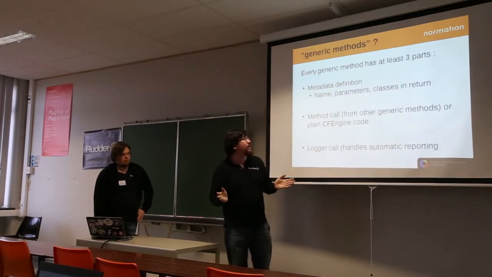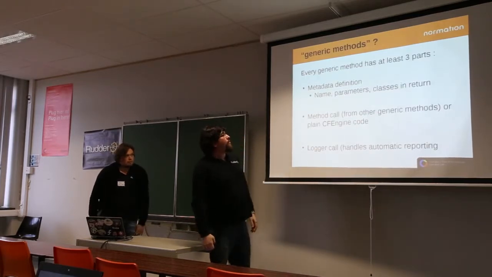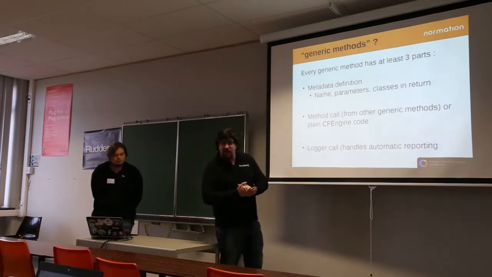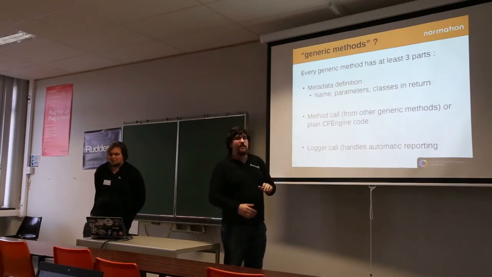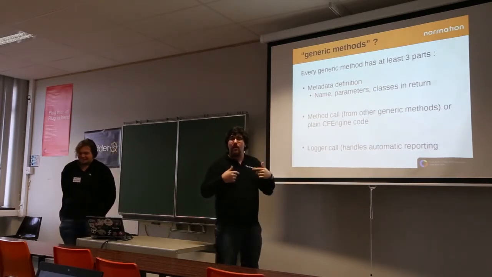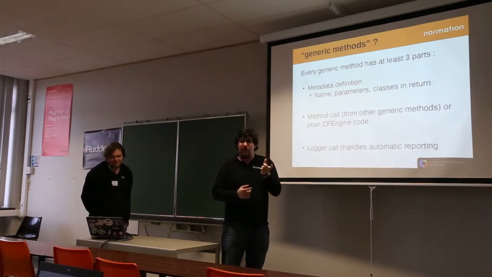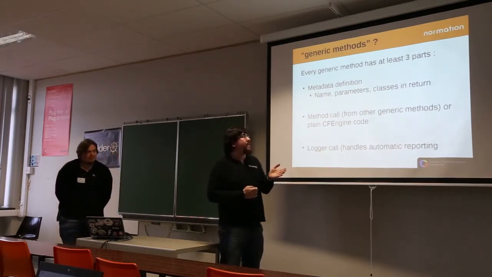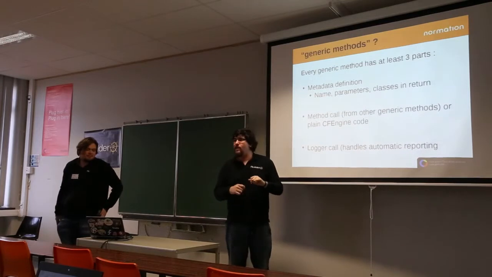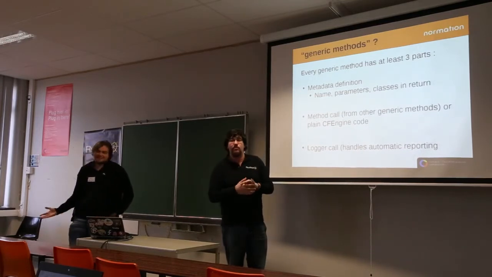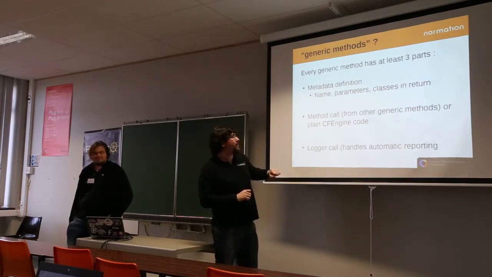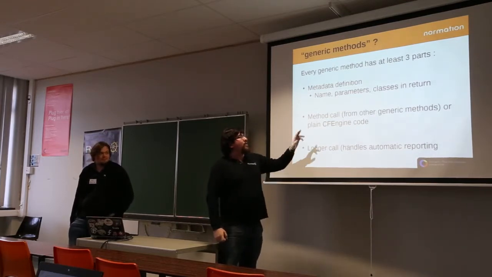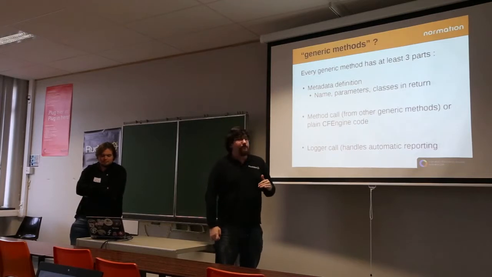But it's automatic. So every generic method has at least three parts. First part is the metadata definition. This is what will serve to auto-generate documentation on the ncf.io website, for example. This is what will be used in the web interface we'll see later to automatically know what we have to put when we use the generic method, and also the classes you get in return.